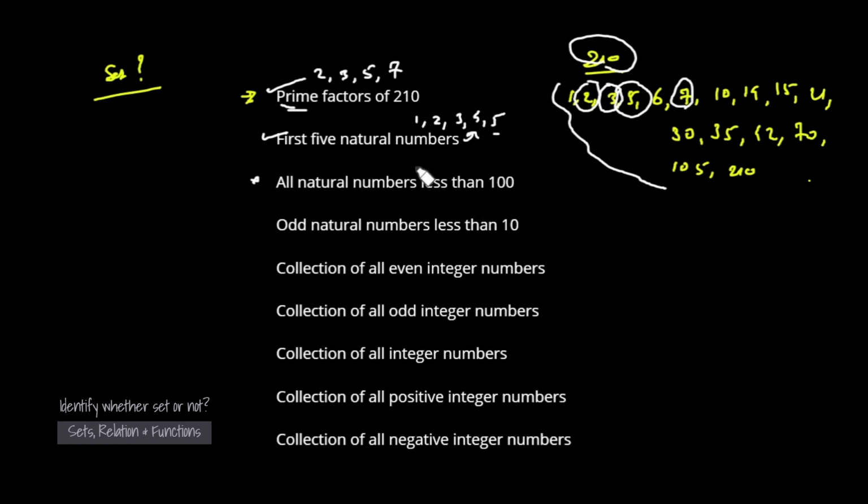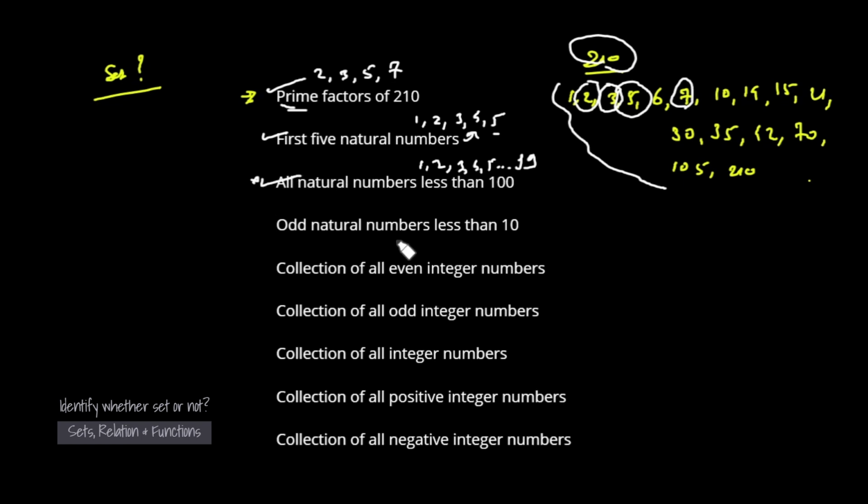So the natural numbers start from 1, 2, 3, 4, 5 and we want the natural numbers which are less than 100, meaning up to 99. So it is a well defined collection of objects, so it is a set.